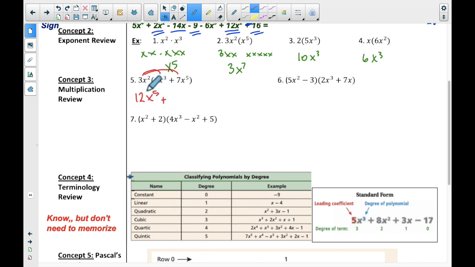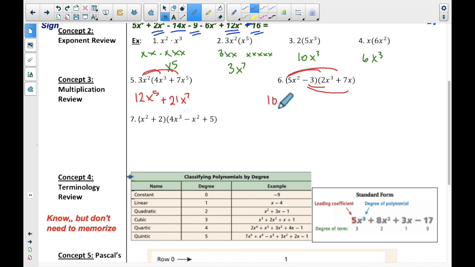And then 3 times 7 is 21, and x to the 2 and 5 is 7. Okay, number 6, we did a lot of this. We had a couple different ways we could do it. We could use the box method. We can use double distributing. Some people call it foiling. So we'll go ahead and do that. And I know we did this a lot last time, but let's just go ahead and do this example.